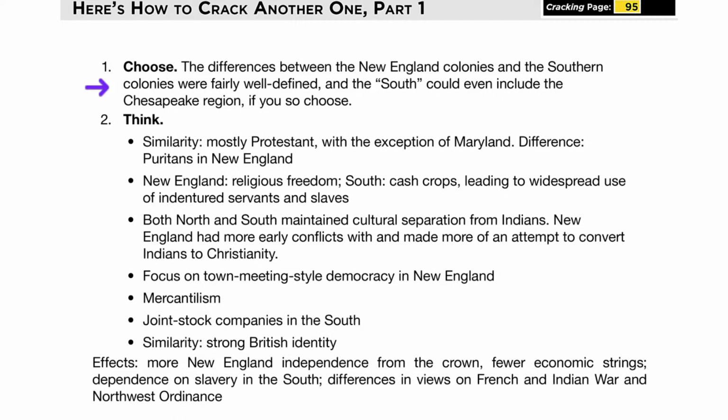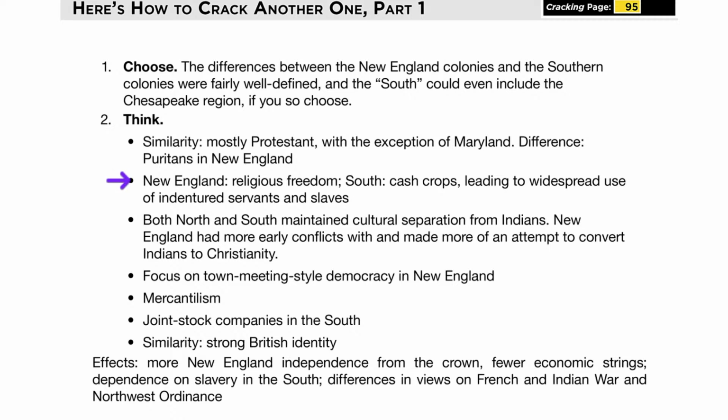Take a moment to brainstorm. Write down everything you can think of about North versus South. So, for example, what are the similarities? Well, both of these groups of people from 1600 to 1800 were mostly Protestant. You didn't have many Catholic immigrants until, say, the 1800s. But you did have Maryland. Okay, Maryland was Catholic. But what are their religious differences? Well, the Puritans in New England certainly had different beliefs from, say, the Presbyterians or other kinds of Protestants in the South.